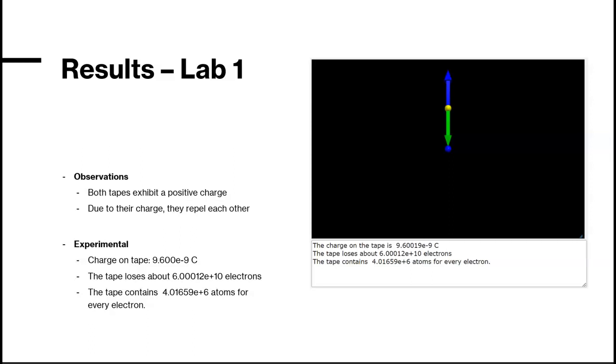The main results from Lab 1 are summarized here. We observed that both tapes exhibited a positive charge, and due to their likeness in charge, they repelled each other. The charge on the tape was quantified and calculated to be 9.6 times 10 to the negative 9 coulombs, and we approximated that the tape would lose about 6 times 10 to the 10 electrons, and that the tape contains about 4.017 times 10 to the 6 atoms for every electron.